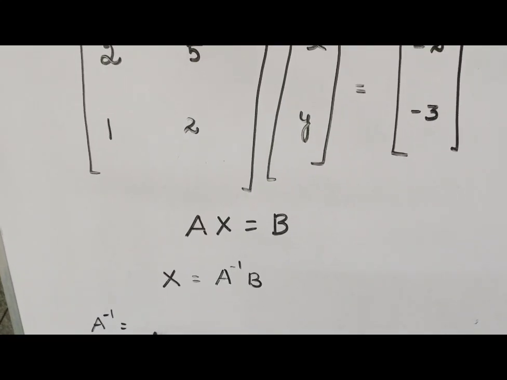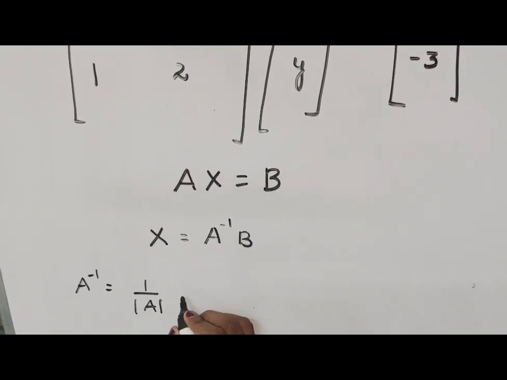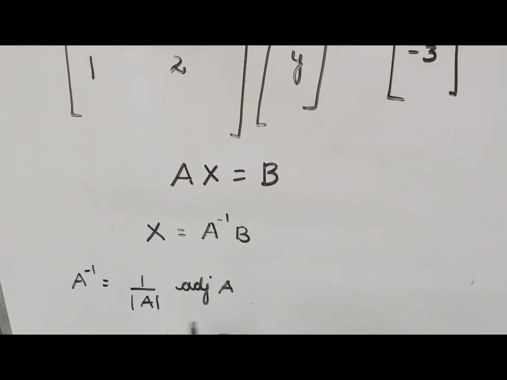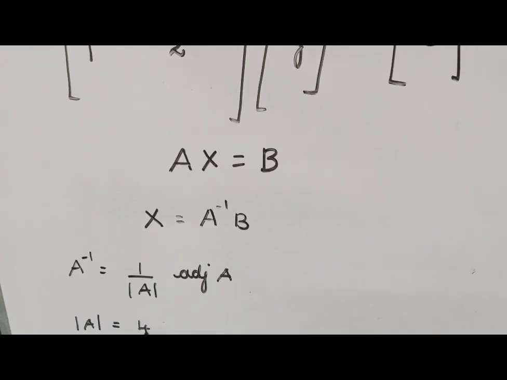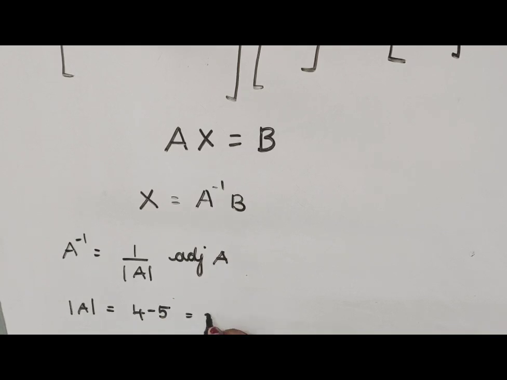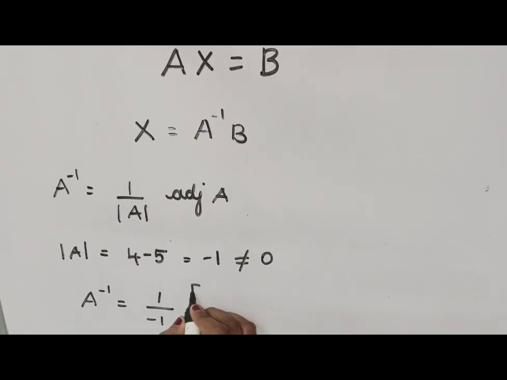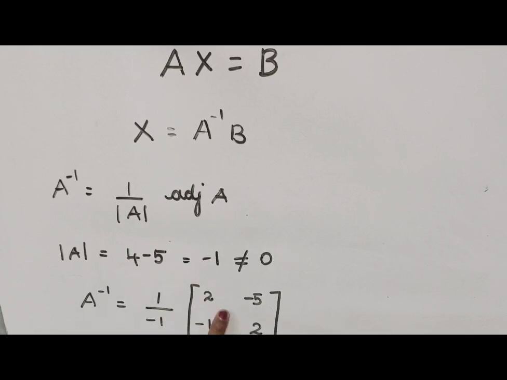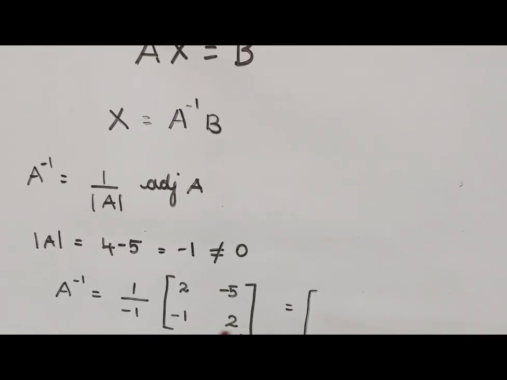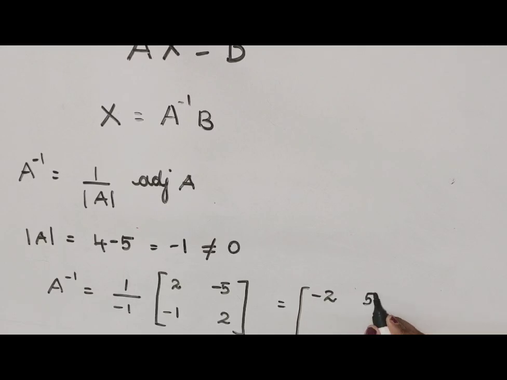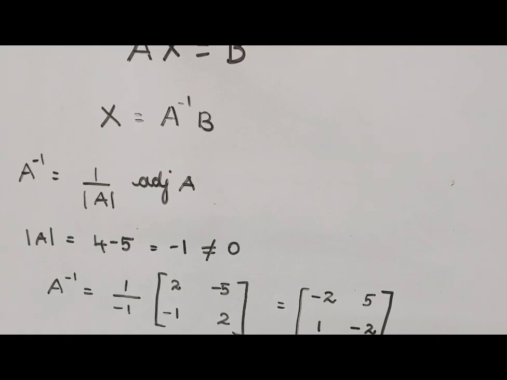A inverse formula we already know, which is 1 by determinant of A into adjoint A. So determinant A equals 4 minus 5, which is minus 1. Obviously this is not equal to 0, therefore inverse exists. I will substitute in this formula. A inverse equals 1 by minus 1 adjoint A. For this diagonal we swap the elements, whereas for this diagonal we change the signs. Minus 1 I am taking inside, so it will become plus 2 will become minus 2, minus 5 will become plus 5, minus 1 will become plus 1, plus 2 will become minus 2. We got the value of A inverse.